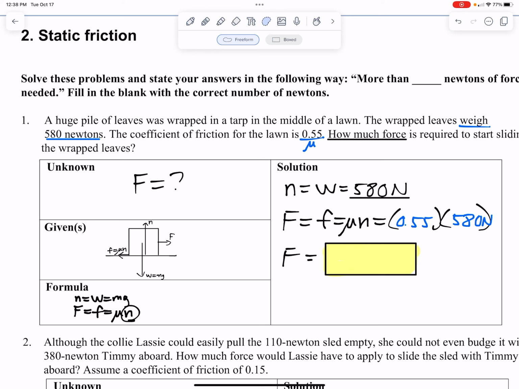If we multiply 0.55 times 580, you'll get about 319 newtons.